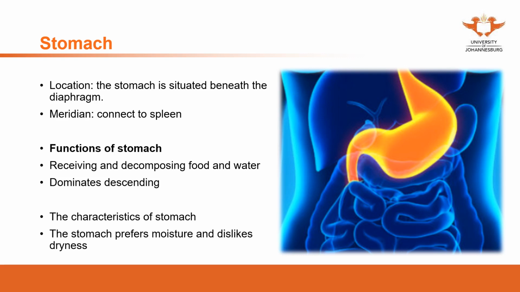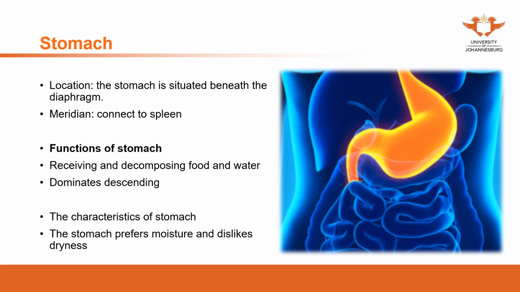The descending is reflected in the food and water, especially the food. The food we decompose in the stomach, the rest of it will descend into the intestines, and then to the large intestine, and become waste. And the body fluids will also descend into the kidney and the bladder.